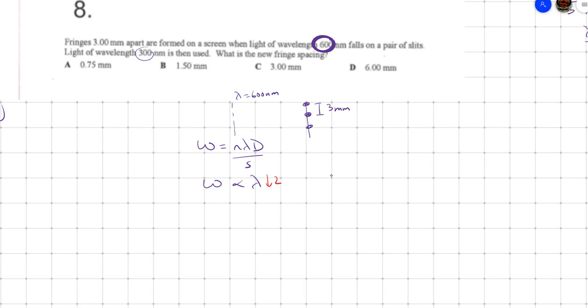So if we're decreasing the wavelength by 2, therefore the fringe spacing goes down by 2. The fringes were 3 millimeters, so they go down by 2. So this becomes 1.5 millimeters, and the answer is B in this particular case.